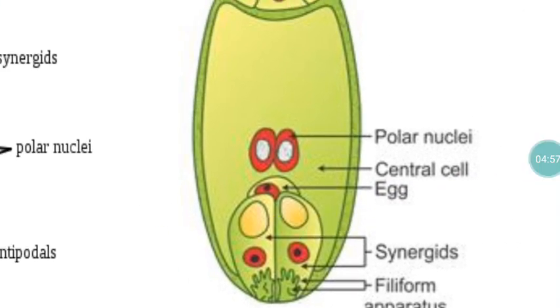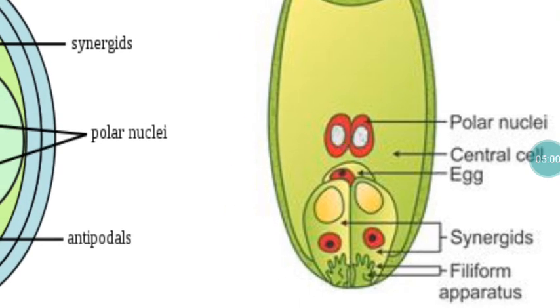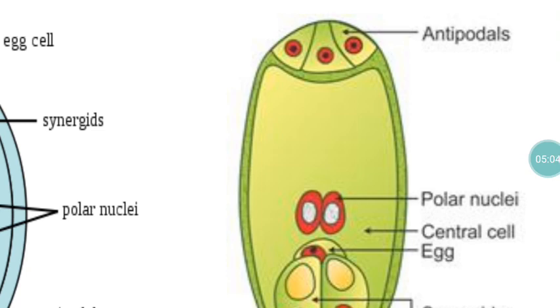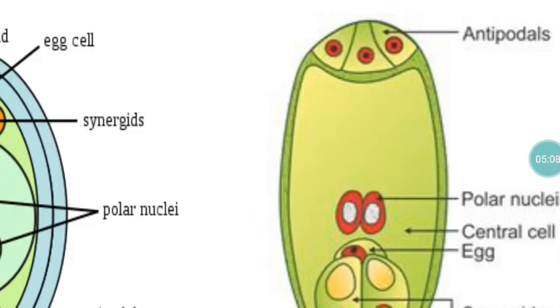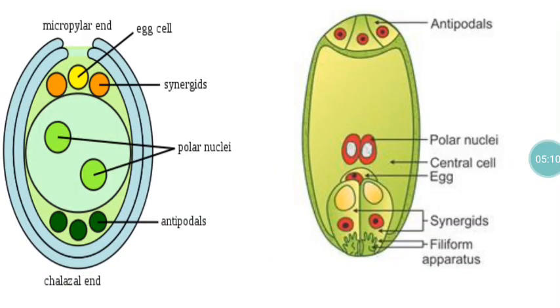And the whole middle of this embryo sac, the polar nuclei will be available in the central part. At the opposite end, three cells, the antipodal cells, are arranged. So this is a matured embryo sac and ready for pollination.